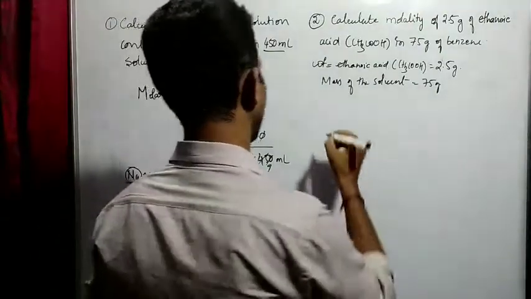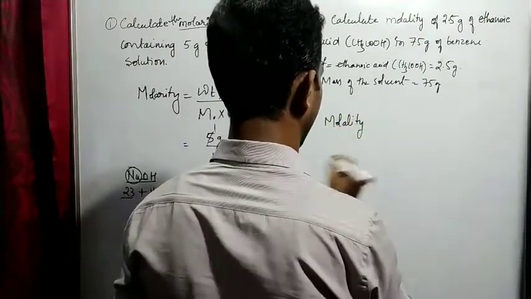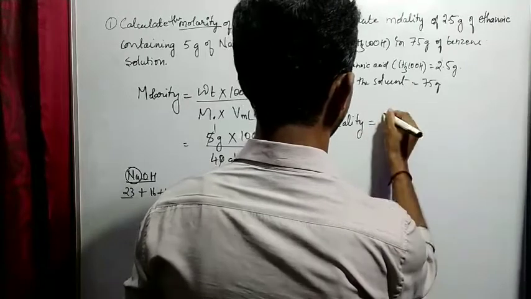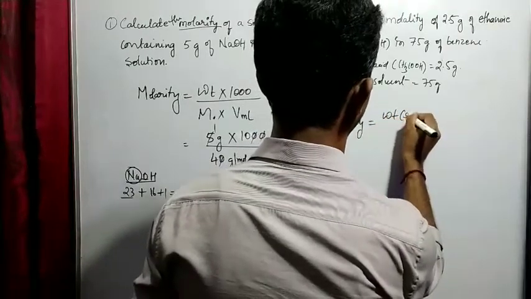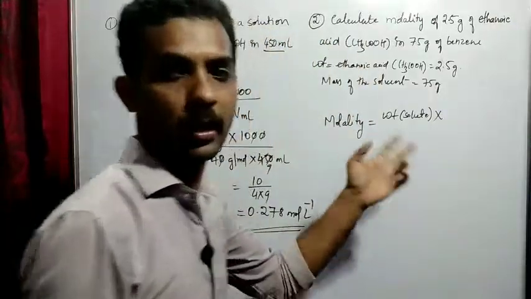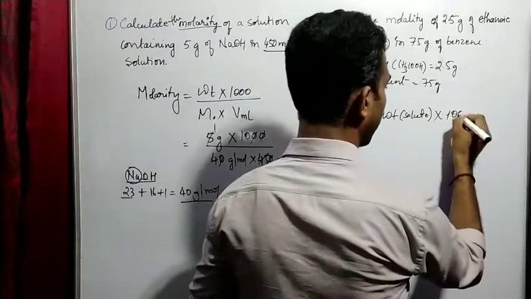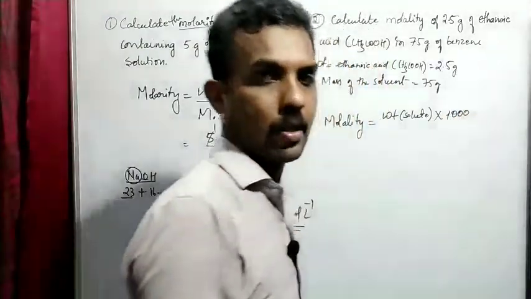So we know the formula. The formula of molality is equal to weight of solute into 1000. They have given gram, hence we have to convert it into kg, hence we have to multiply by 1000 in that formula.